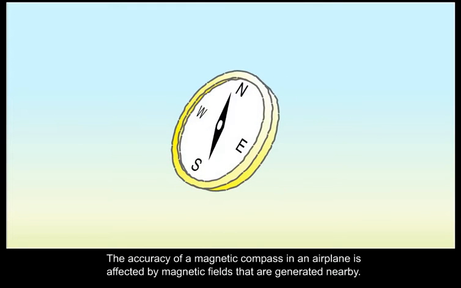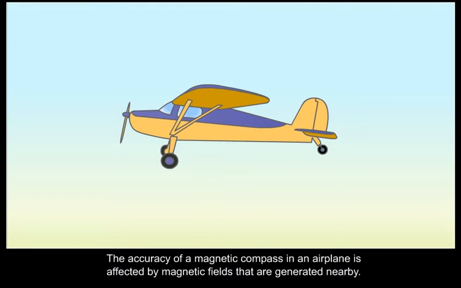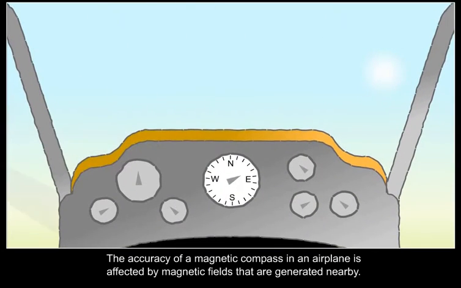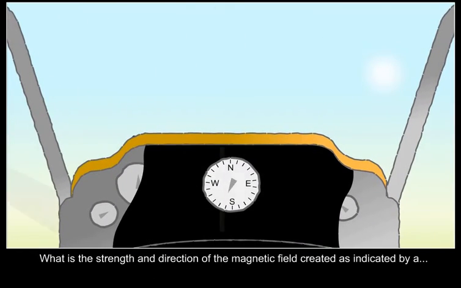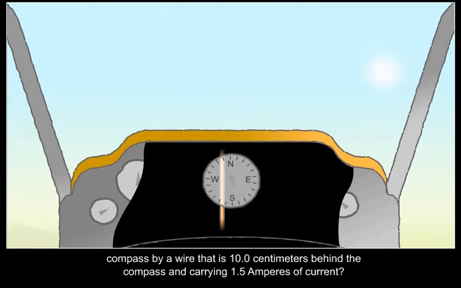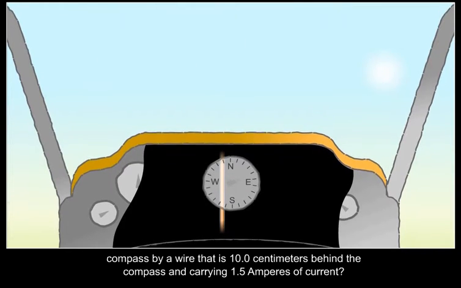The accuracy of a magnetic compass in an airplane is affected by magnetic fields that are generated nearby. What is the strength and direction of the magnetic field created, as indicated by a compass, by a wire that is 1.0 centimeters behind the compass and carrying 1.5 amperes of current?